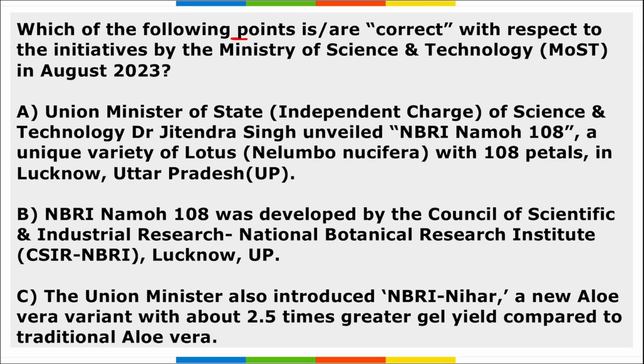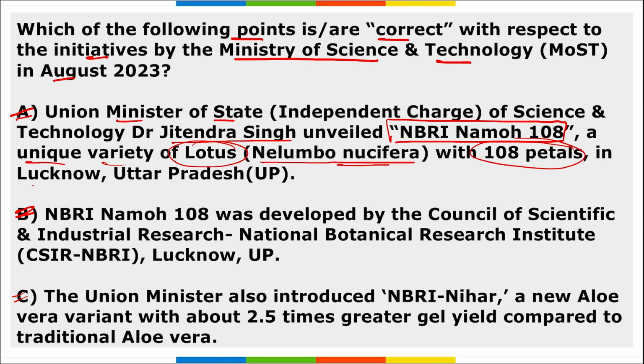Next, which among the following are correct with respect to the initiatives by the Ministry of Science and Technology in August 2023? Among the options A, B, C, all these three are correctly mentioned here. So remember, Union Minister of State Jitendra Singh unveiled NBRI Namo 108. This is a unique variety of lotus, that is Nelumbo nucifera. This has 108 petals and it was launched in Lucknow, UP.